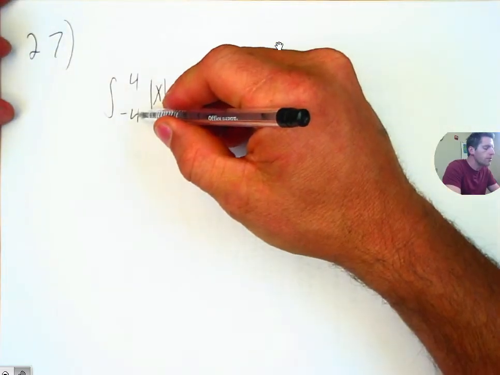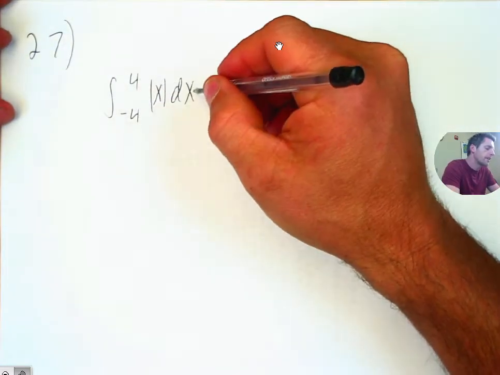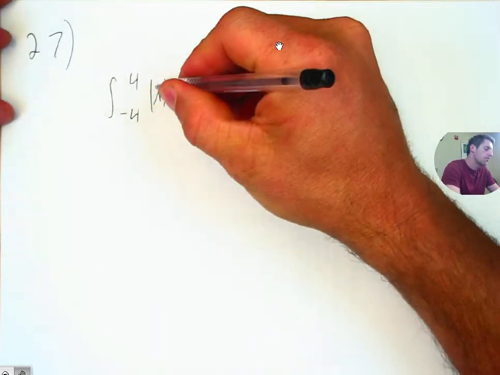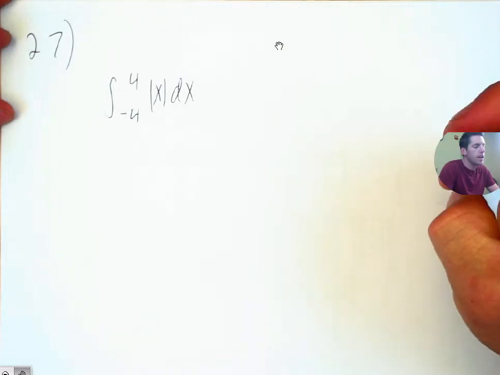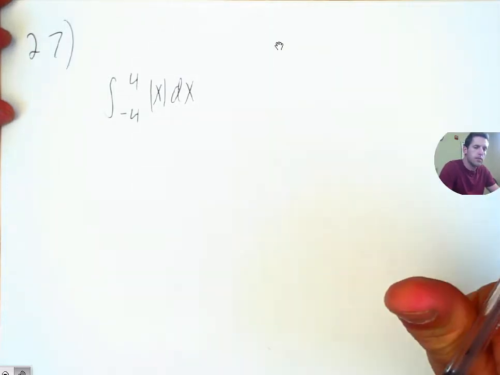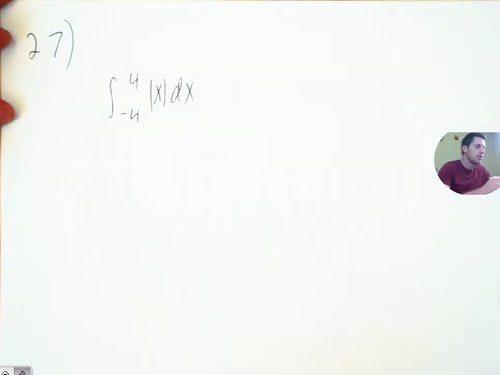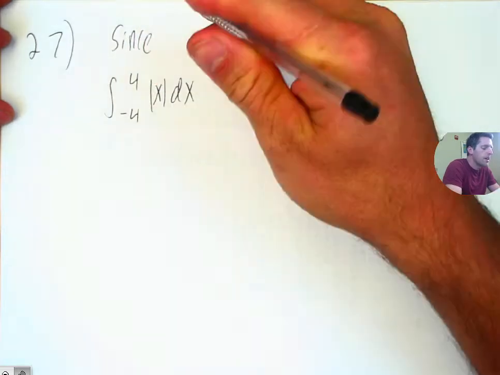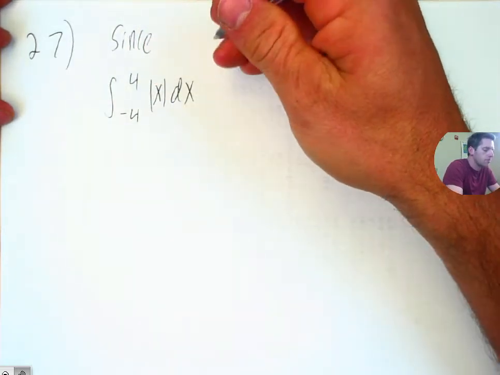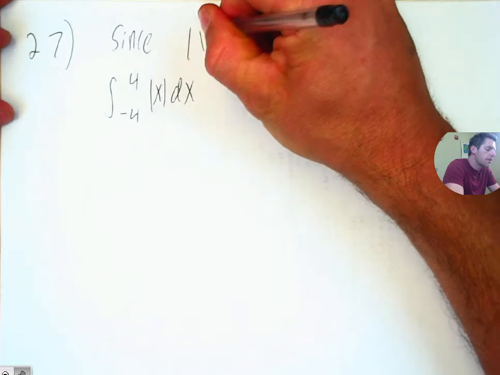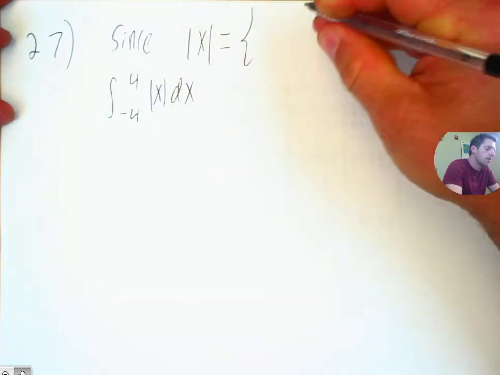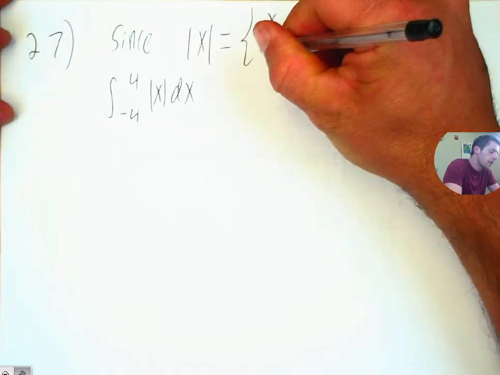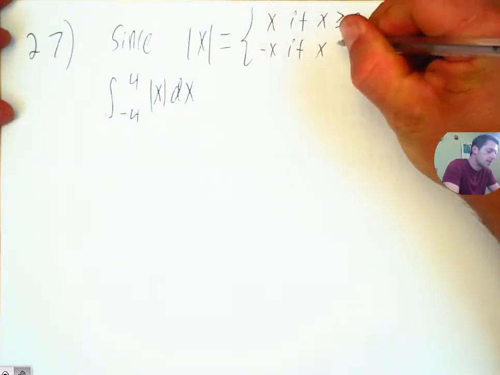Integral from -4 to 4 of the absolute value of x dx. Well, that is a function, absolute value of x, which is not elementary. See, it's not just a power function. It's actually a piecewise defined function. It's a piecewise elementary function. Since the absolute value of x is equal to two things: either x if x is greater than or equal to 0, or negative x if x is less than 0.